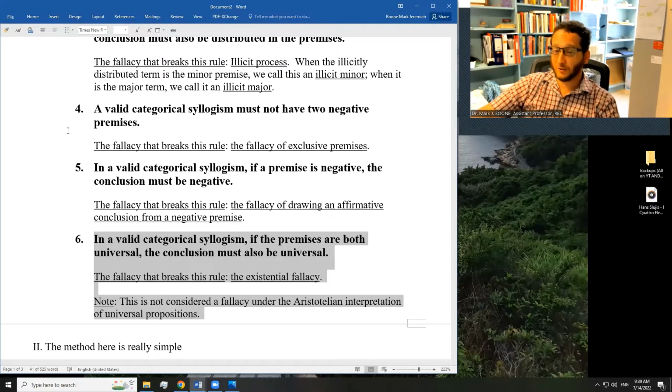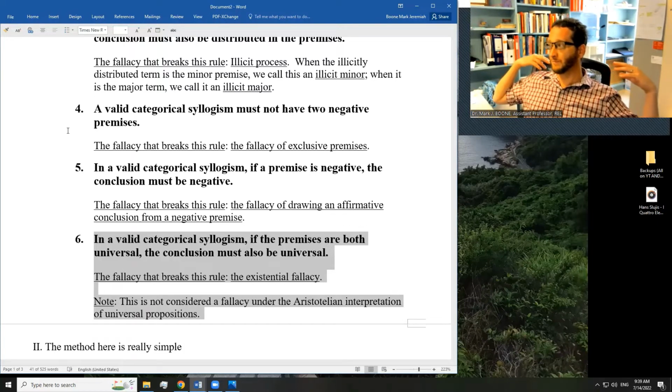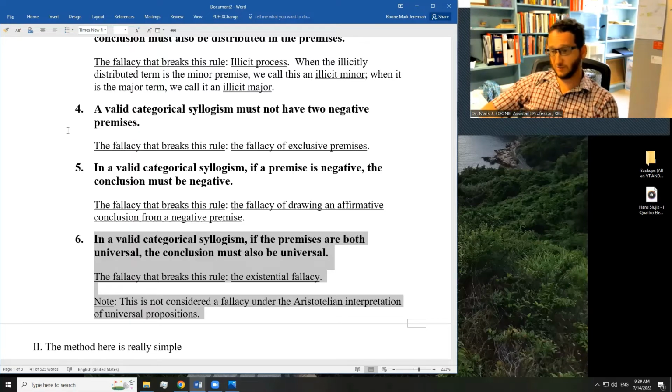So if your conclusion is telling us that something does exist, by being particular, you need a premise that also tells you that something does exist. So you can't have two universal premises, like two A's, two E's, or one of each, and then have a particular conclusion, I or O. That's the rule. It's an existential fallacy otherwise.